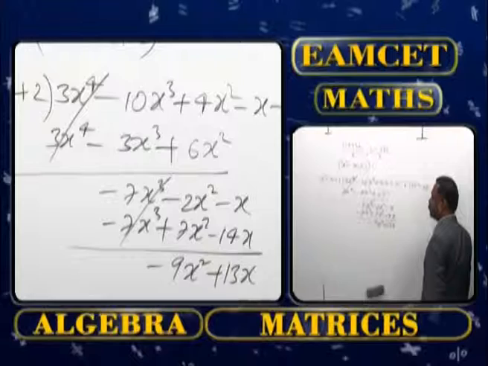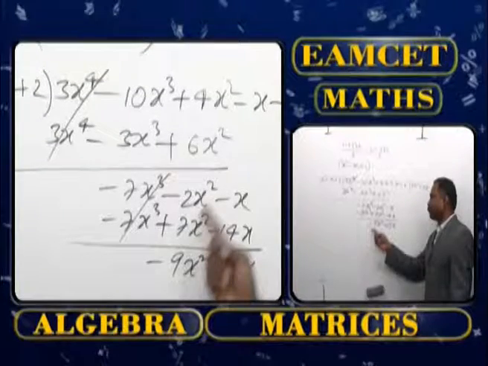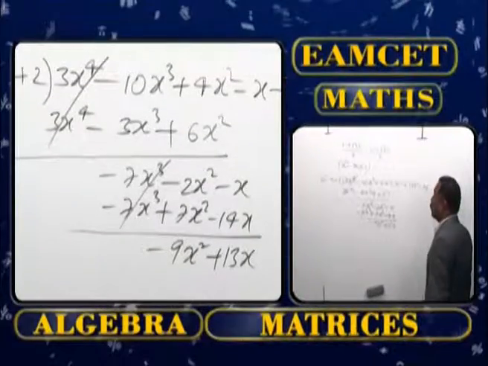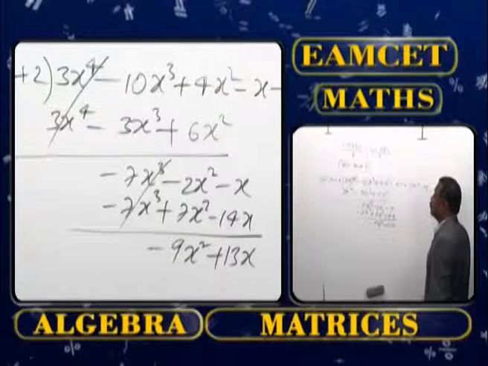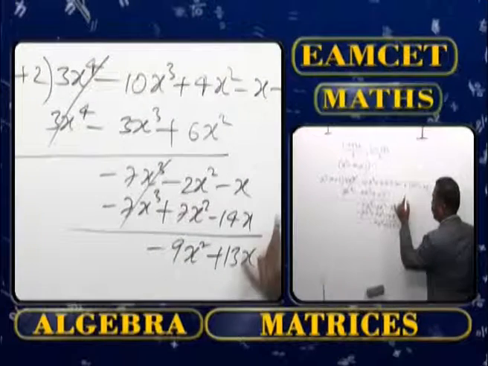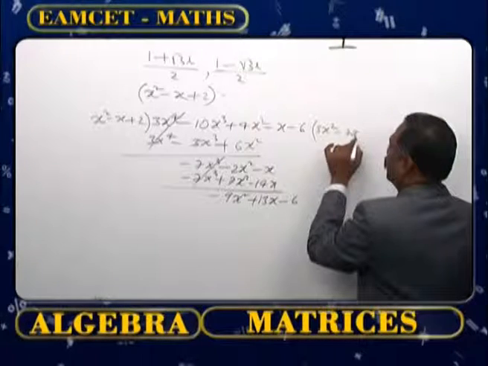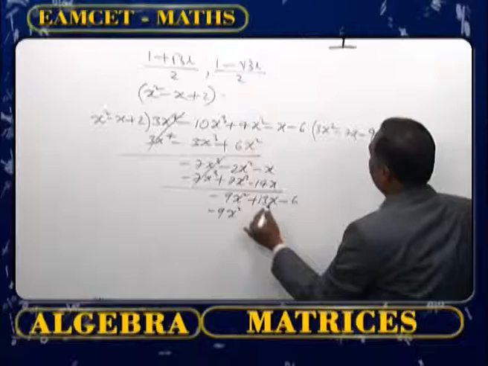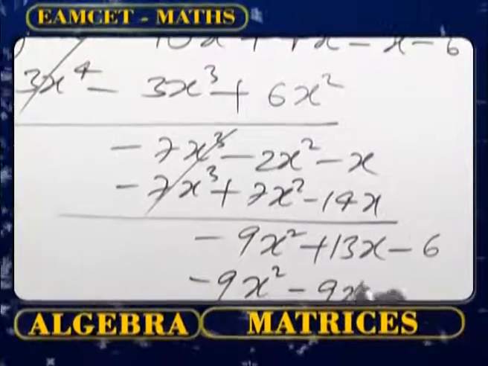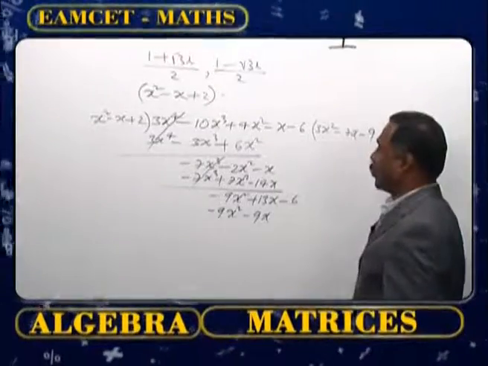Is it correct or not? Subtracting, plus 13x. So what should it be? Plus 6. This is minus 6, it's brought down here, minus 6. So what should it be? Minus 9, so minus 9x^2 minus 9x. Somewhere it has gone wrong. Let us check it out.